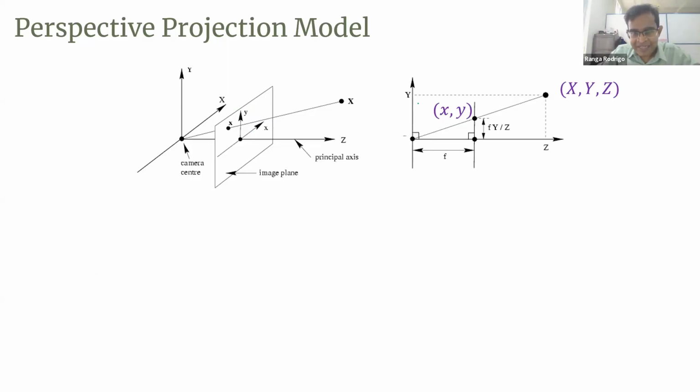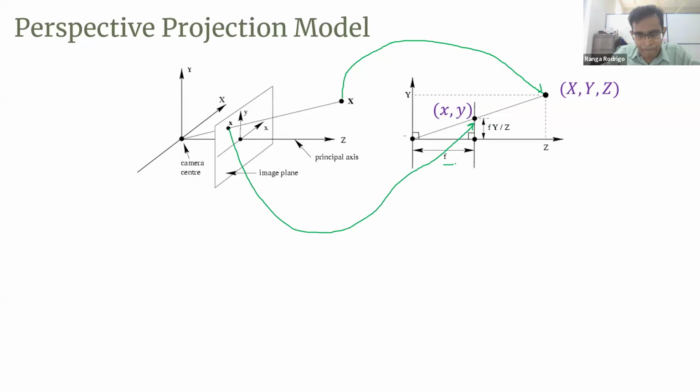Okay, let's understand this. This is the capital X. So I represent capital X in three coordinates, X, Y, and Z. And the image point, this small x, is represented using small x and small y because it has two coordinates. And you can see the focal length and you can see the distance to that object, capital Z.